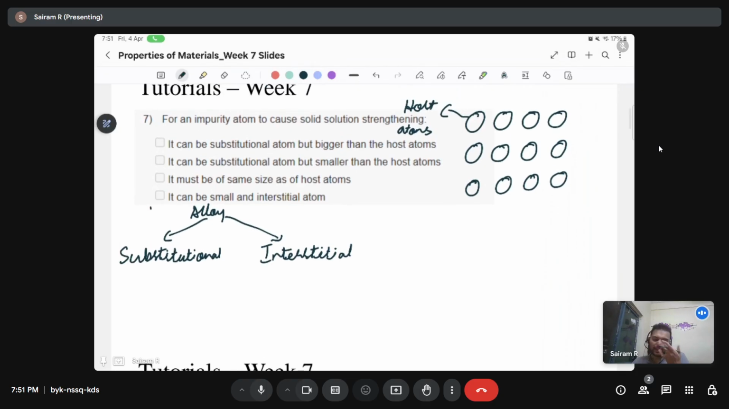And the other type is, so we see these gaps over here, right? Our atoms can be placed in these small gaps over here as well.